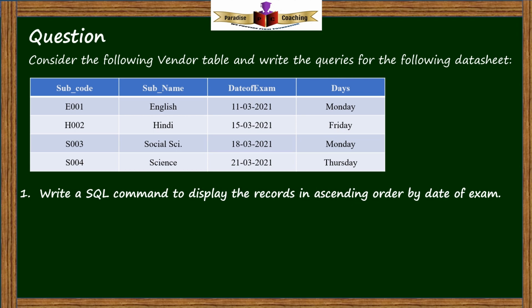Write a SQL command to display the records in ascending order by date of exam. To select all the records, use select asterisk. To sort the records by date of exam column, use order by clause. ASC is optional here, as default sorting order is ascending only.